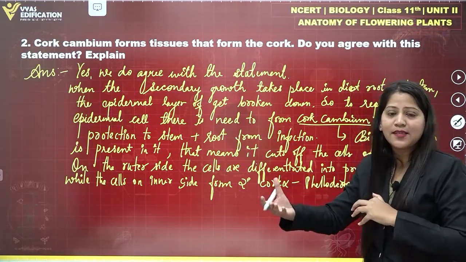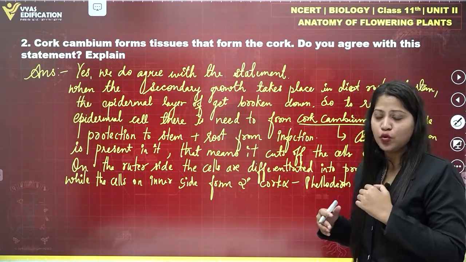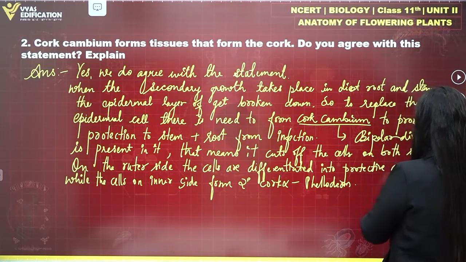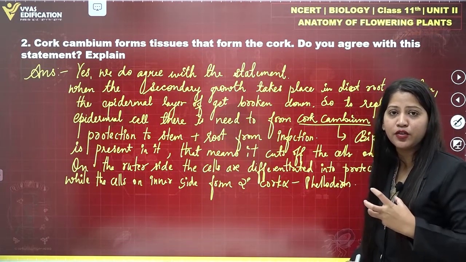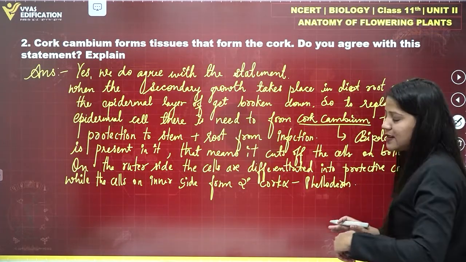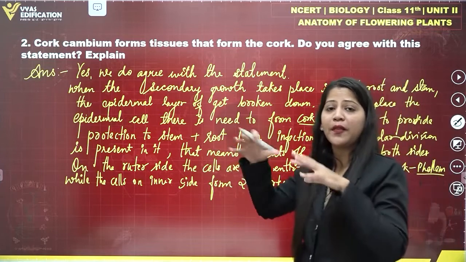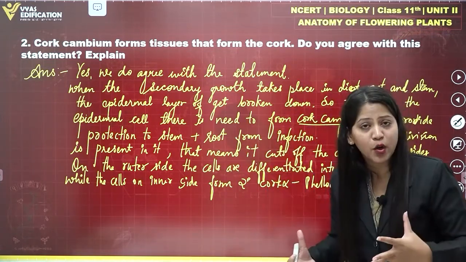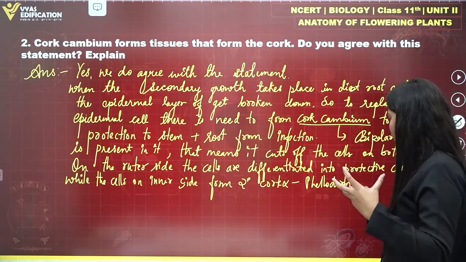Now, this cork cambium cuts off cells on both sides. The outer cells differentiate into the layer known as phellem, which is protective in nature and is going to protect the stems and roots. And the cells present on the inner side are going to form secondary cortex, which is also known as phelloderm.